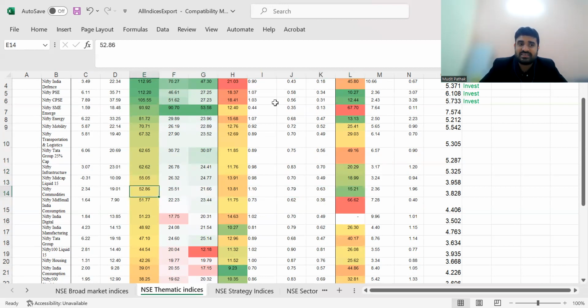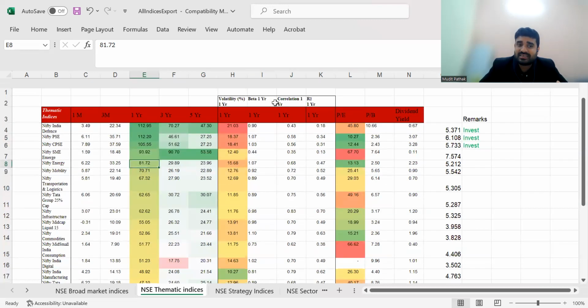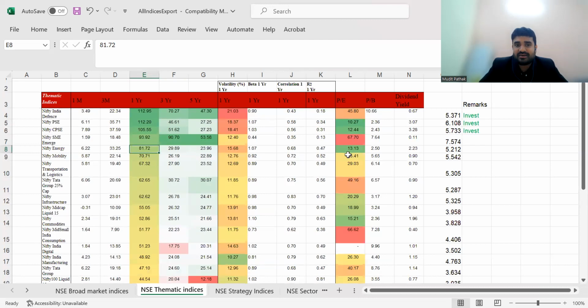Nifty commodities you can see, and transportation, that's 67%. A lot of infrastructure development is planned for the next few years. So you can see, it's still some value left for unlocking. And Nifty energy, there are lots of developments in the new renewable energy fields. In the last 1 year, it has given 81%, and still a P by E of 13 only.